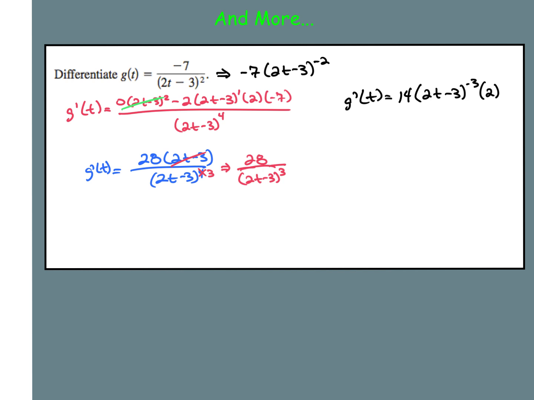And so now let's simplify this up. So then 14 times 2 is how much? 28. And then this goes to the basement. So now we have 2t minus 3 cubed. And so, well, looky there. Are they the same? Which one was easier? The second one. All right.